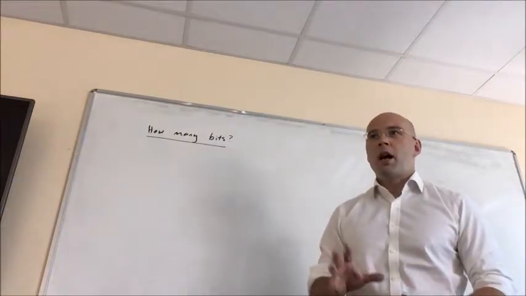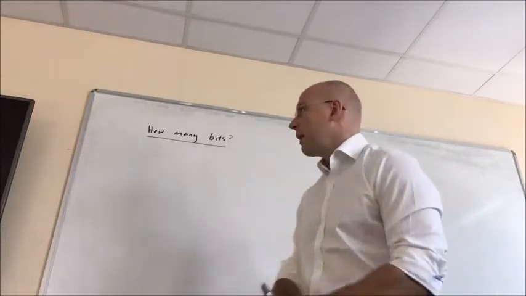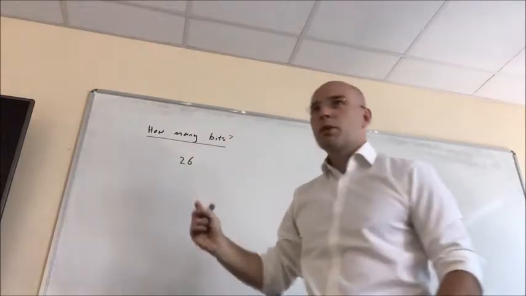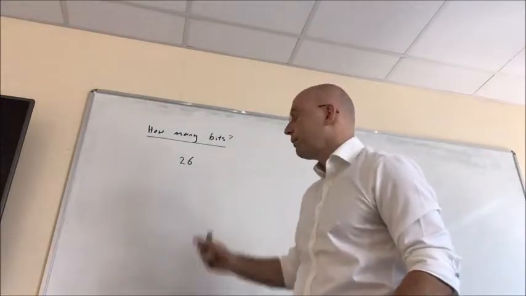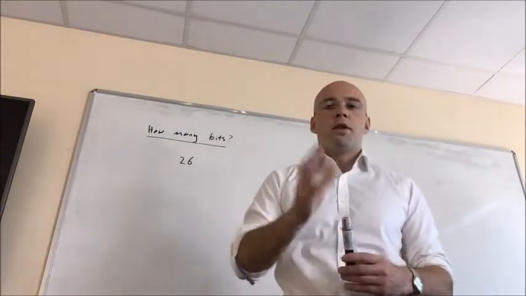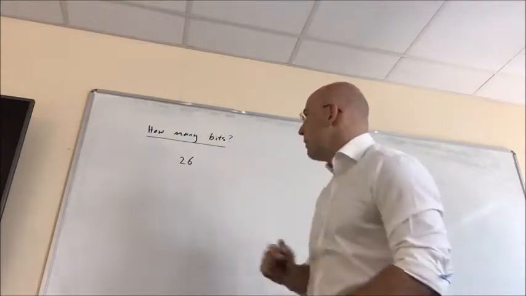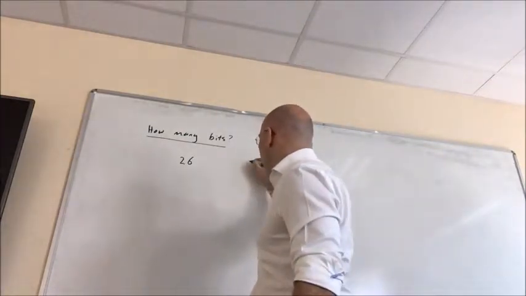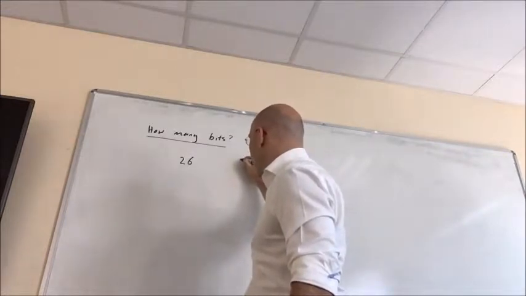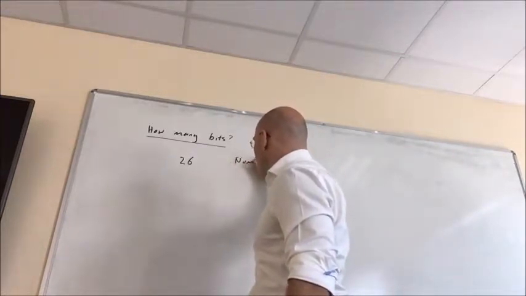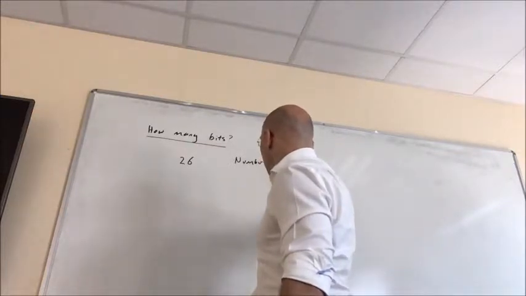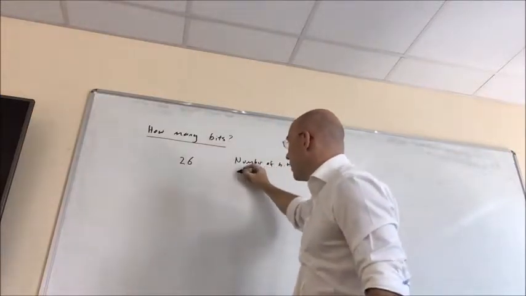So we know that there are 26 letters, so we have 26 items. How many bits do we need to represent that? Now we know that one bit will not be enough, because with one bit we can only represent two values. So if we think of it as number of bits and number of values.